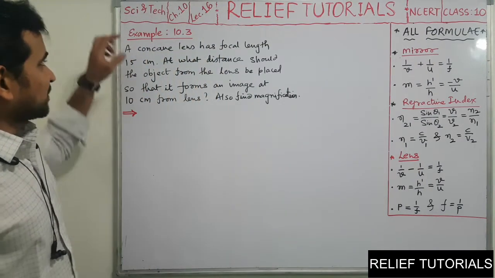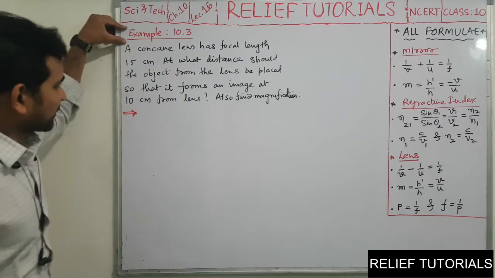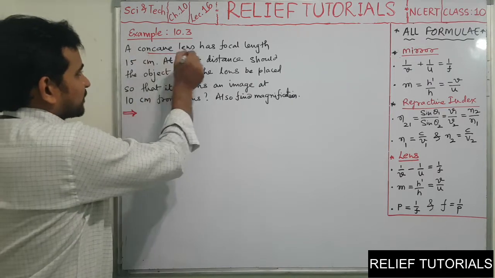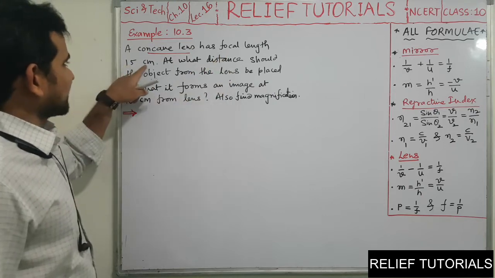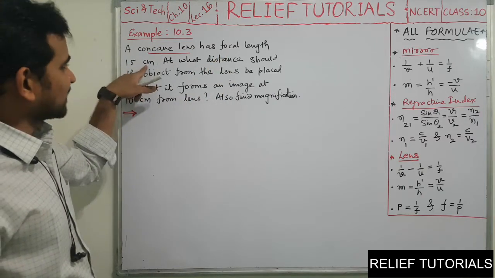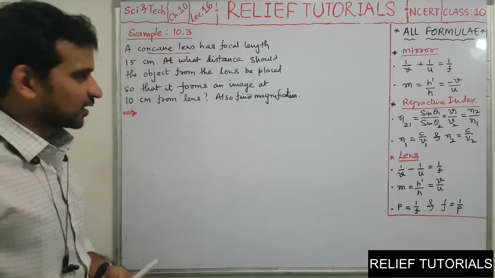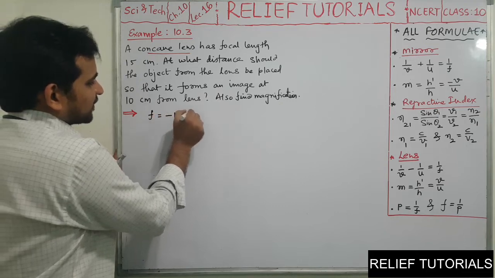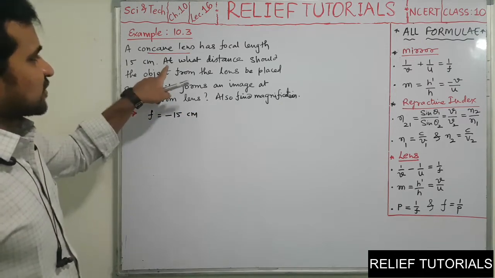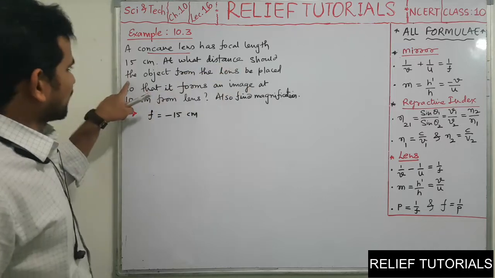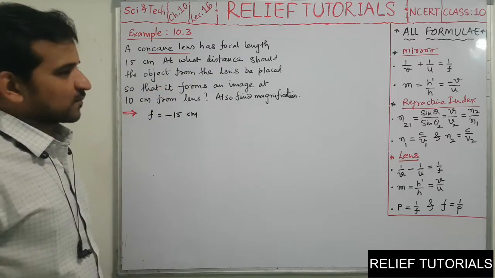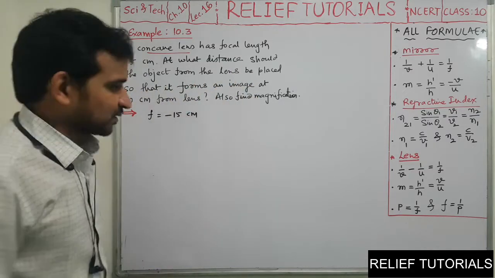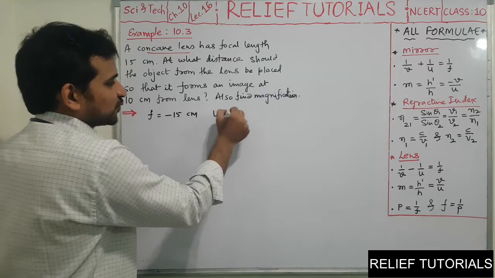Based on this is example number 10.3 from NCERT textbook. A concave lens. See, here the lens is concave. Has focal length 15 centimeter. As we know, the focal length is always negative in the concave lens. So focal length F is minus 15 centimeter. Question is, at what distance should the object from the lens be placed? Means they are asking for object distance. U is our question.